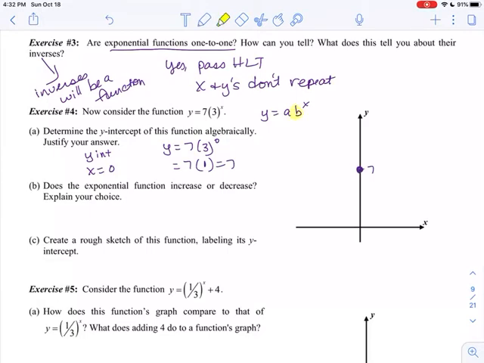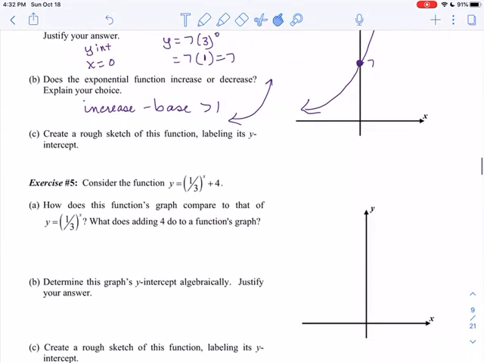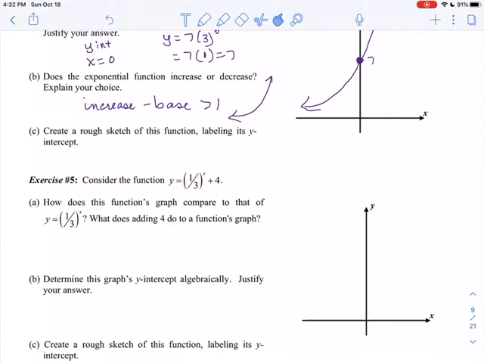Does the exponential function increase or decrease? Explain your choice. Well, remember, if b is greater than 1, which it is, it's 3, then it's going to be increasing. It's increasing because the base is greater than 1. Okay, so increasing means it's going to go like this. Let's create a rough sketch of this function, labeling its y-intercept. Okay, so here my y-intercept is 7, and I know it's increasing, so here's my rough sketch. Done. That's it.